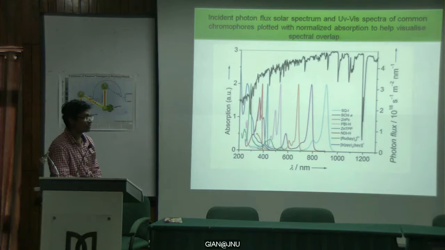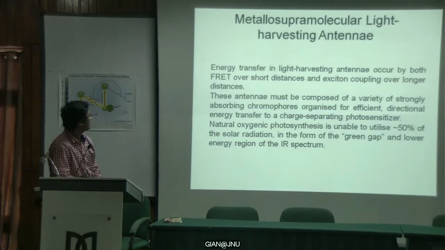Now, energy transfer in light harvesting occurs by both Förster transfer over short distances and exciton coupling over long distances. These antennas are composed of a variety of strongly absorbing chromophores, and they should have efficient directional energy transfer, so that there is no energy loss. Natural oxygenic photosynthesis is unable to utilize 50% of solar radiation, because plants utilize the green part of the spectrum and the lower energy region of the IR. Now this is where we can surpass plants.